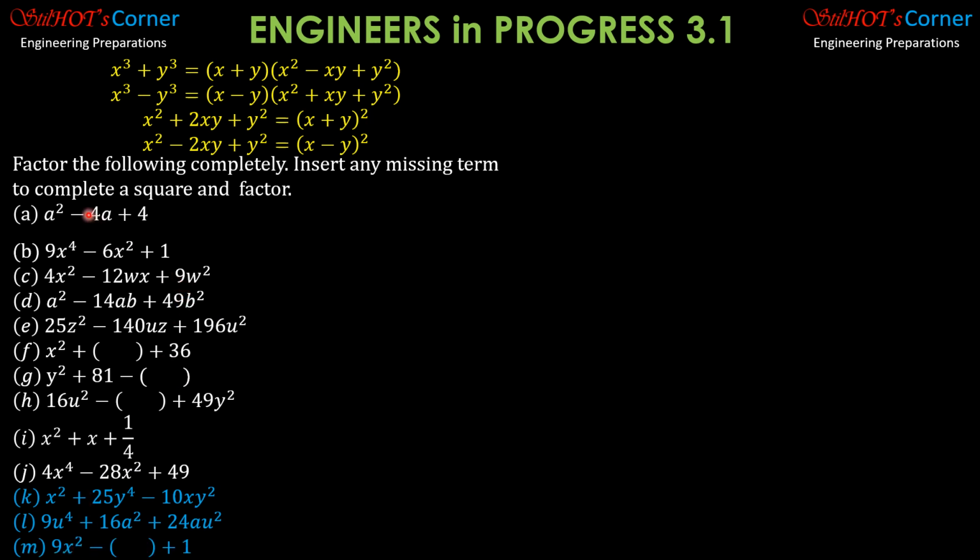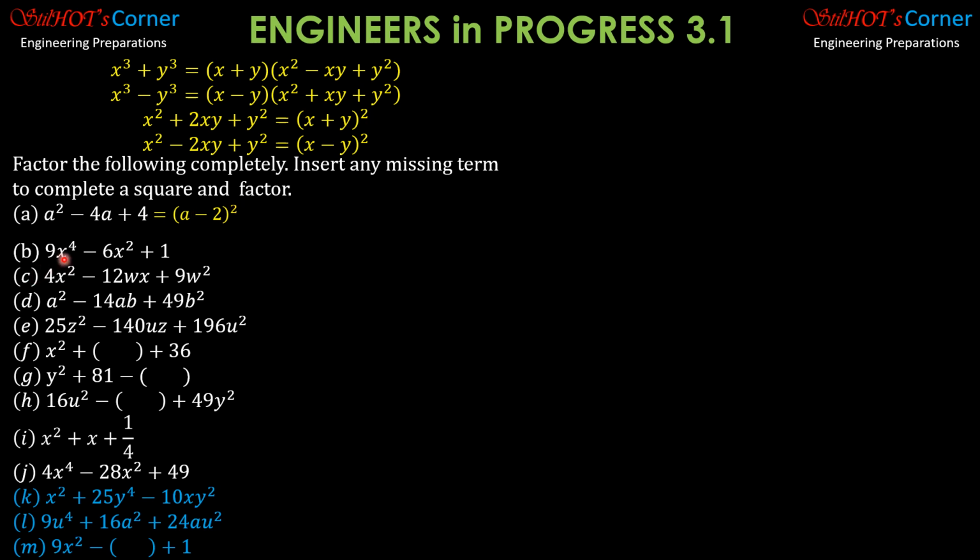So for part A, this is a perfect square, perfect square. Square root of a square is a, square root of 4 is 2. Their product is 2a times 2, so negative 4a. So this is a perfect square trinomial. Since this is negative, the complete factored form would be quantity a minus 2 square.